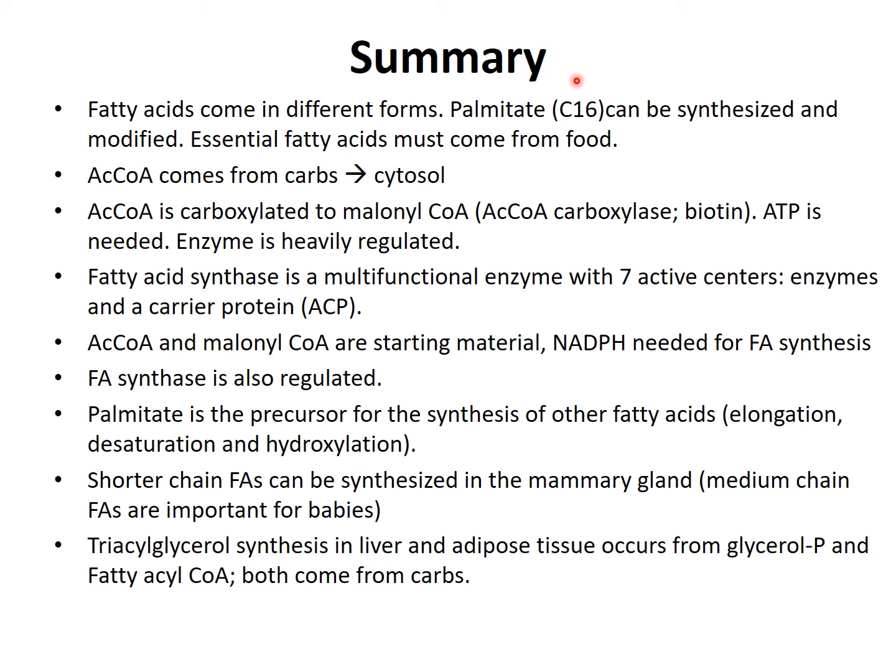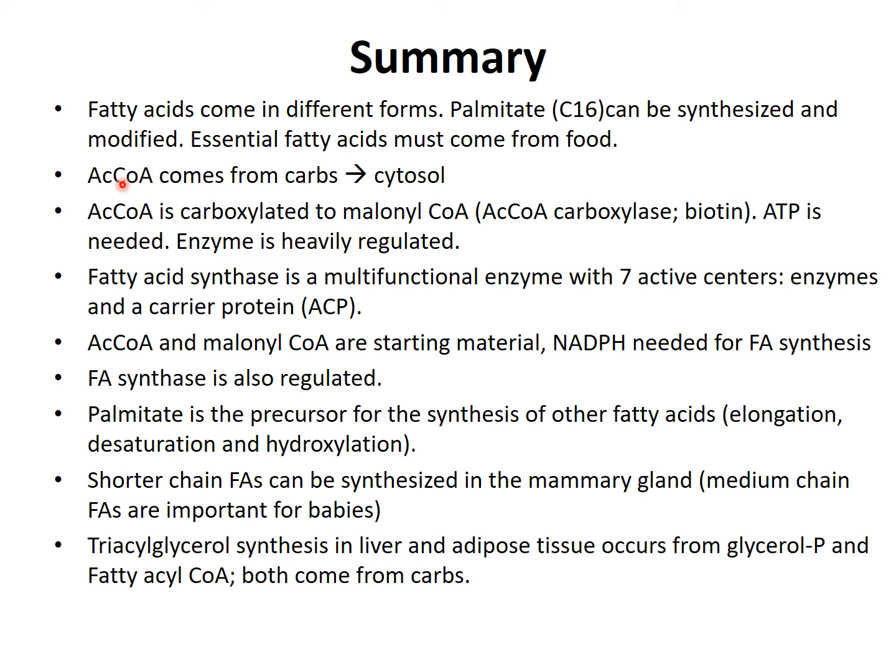So, what did we go through today? Fatty acids come in different forms. Please remember that we have saturated, unsaturated, short chain, medium chain, long chain, and very long chain, branched and unbranched. C16 is what we synthesize in the liver, and then we modify it further. Please remember, we need to eat essential fatty acids from food. We cannot synthesize those.